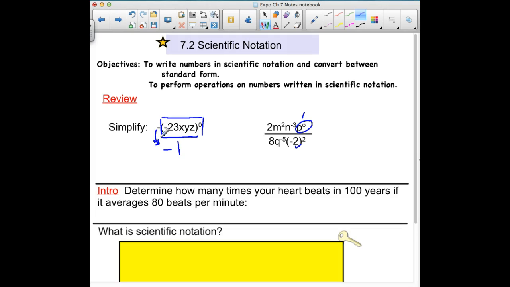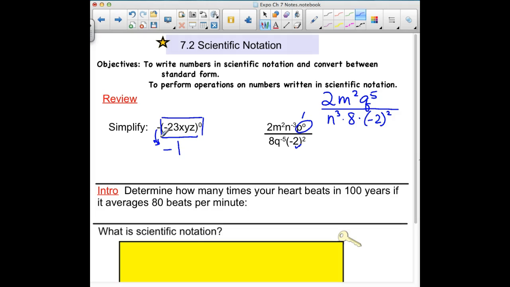So let's start by rewriting that. We're going to have a 2 on top in the numerator. We still have the m squared in the numerator. The n to the third is going to move to the bottom denominator. And then we already said p to the 0 is just a 1. In the denominator, we had an 8. We had a q to the -5, so that is going to have to shift up to the numerator. And now it's raised to a +5 power. And then we do have that -2 that's being squared in the denominator as well.